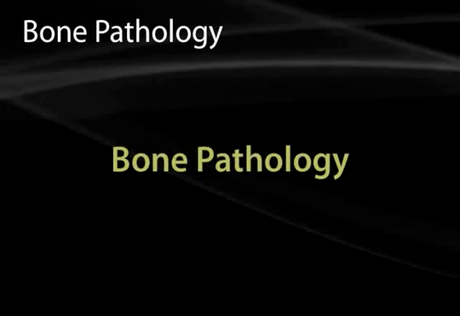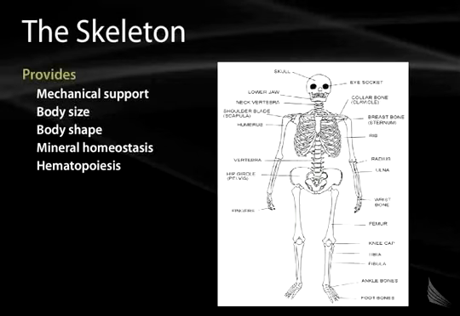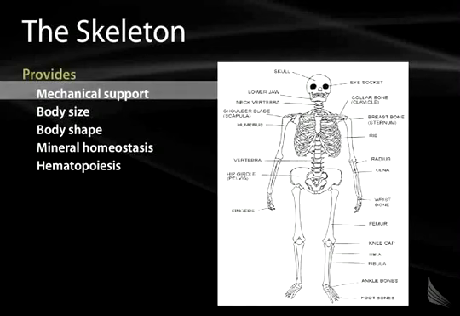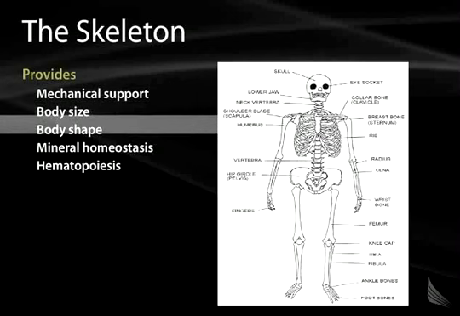Review Assembly Step 1. This section will deal with bone pathology. Now I must begin by doing a brief review of the normal development of bone and some of the various terms used in defining where and how lesions occur within the skeleton. The skeleton, as I'm sure you're aware, provides various things for the body, including mechanical support. It also creates your body size and shape.